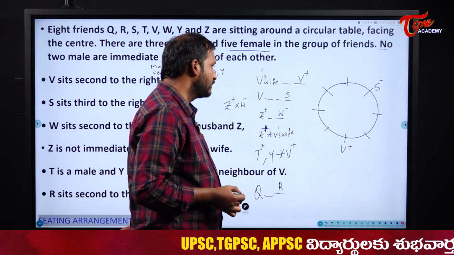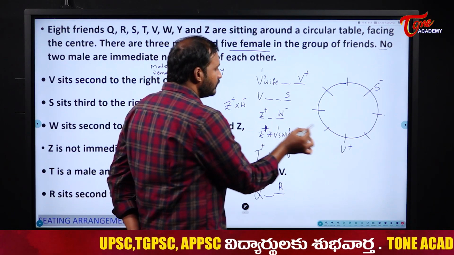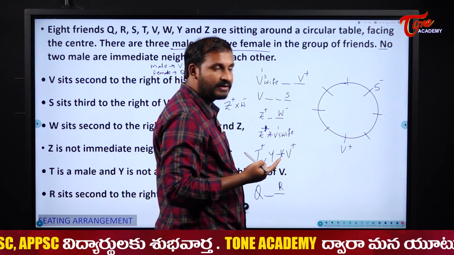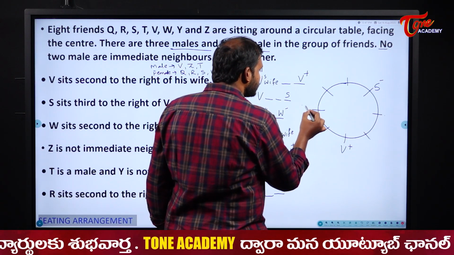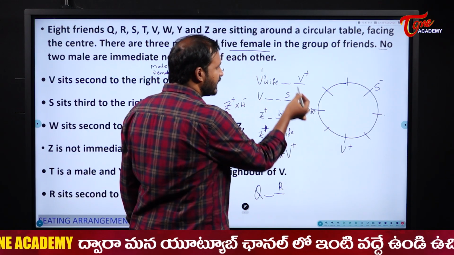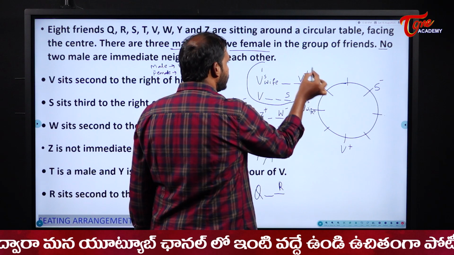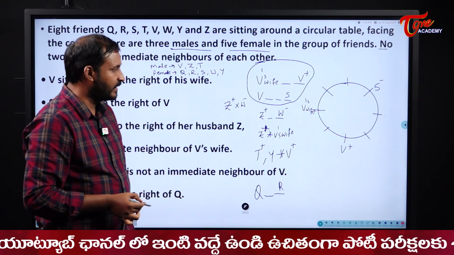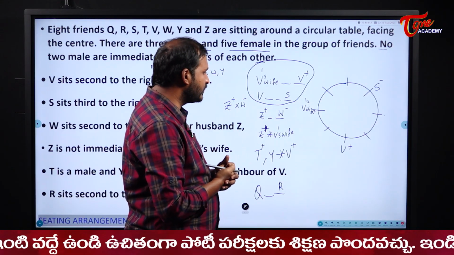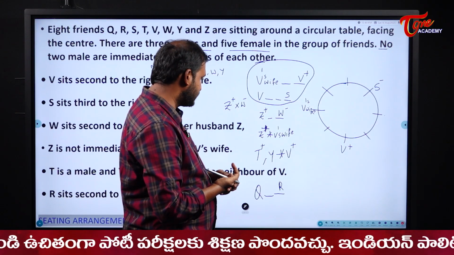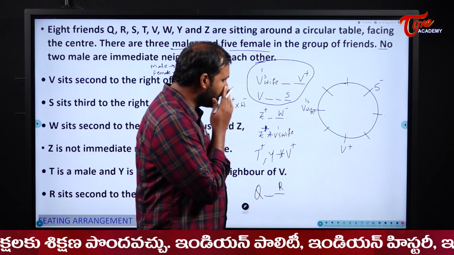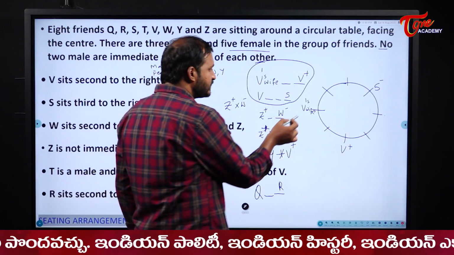Right. Next, now it should become what? Second to right of V's wife. Where can I put V's wife so that it will become second right? V's wife will come here. We don't know who is V's wife, but to her second right, I should have V. So, I have placed these two logics here. Next, for Z, to its second right, I should have W. Okay. Z and W. Very clear, V's wife is not W.